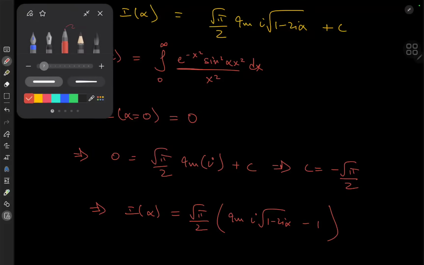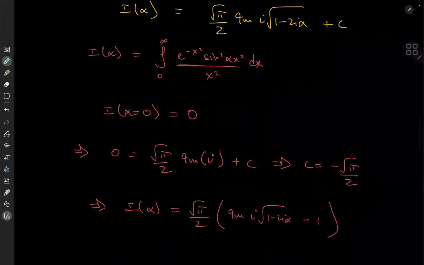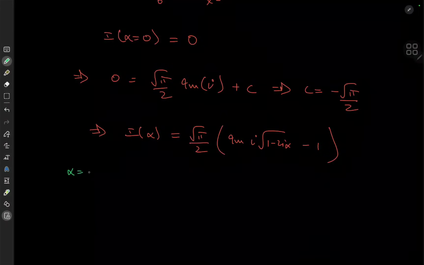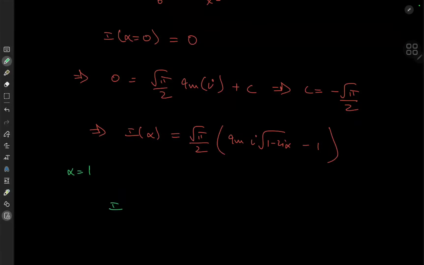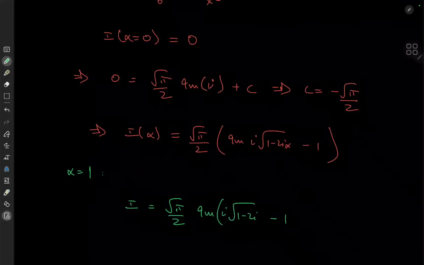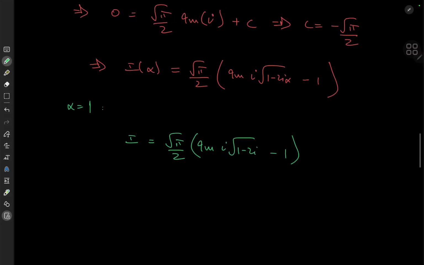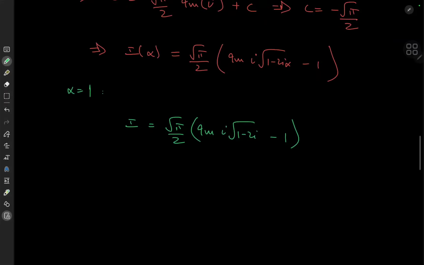And now would be a good time to recall what exactly was the target case, and I should switch to green, why not? So the target case was, of course, alpha equal to 1. So I of 1, which is the target integral, I equals root pi over 2 times the imaginary part of I times root 1 minus 2I minus 1, and that is exactly what our objective is. Our objective is to uncover the imaginary part of this complex number and then plug it into our result.